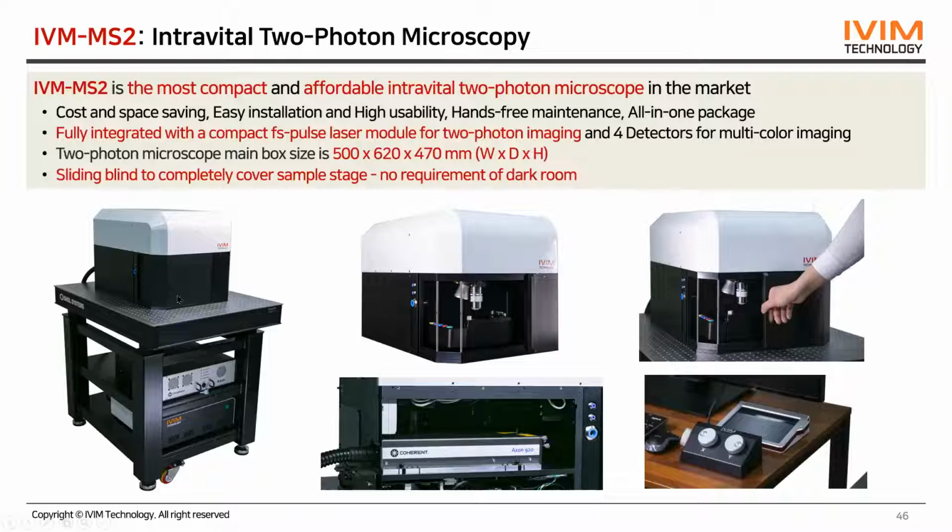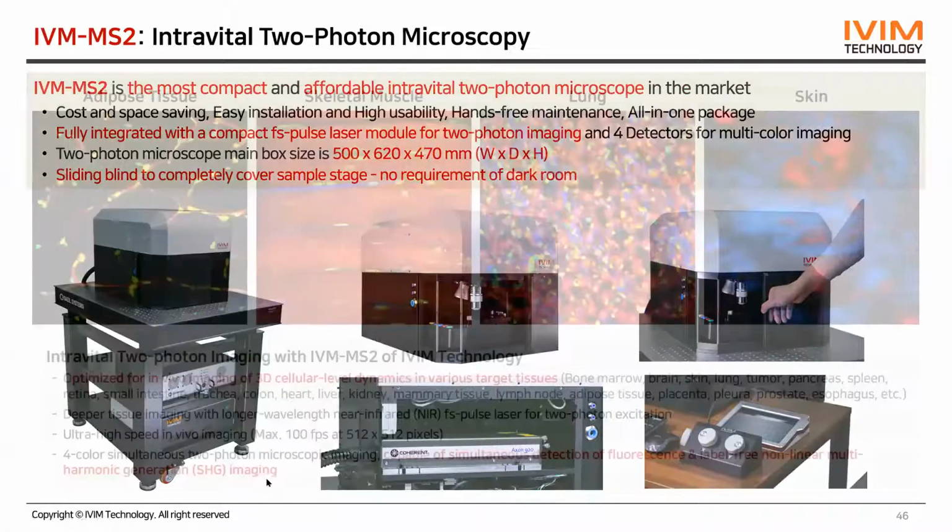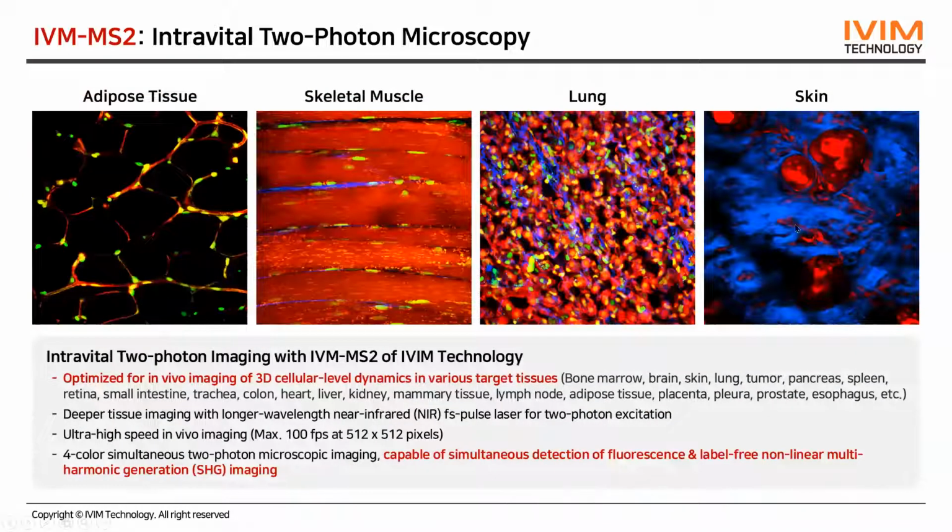And then the main box size is very small, only 500 by 620 by 470 millimeters in width, depth and height, so we can save the space. And then we have this sliding blind to completely cover the sample stage below the objective lens, so we don't need the dark rooms. Everything is integrated, so you just need this small space to install this two-photon microscope system. And of course, we can obtain very high resolution images from various tissues and organs.